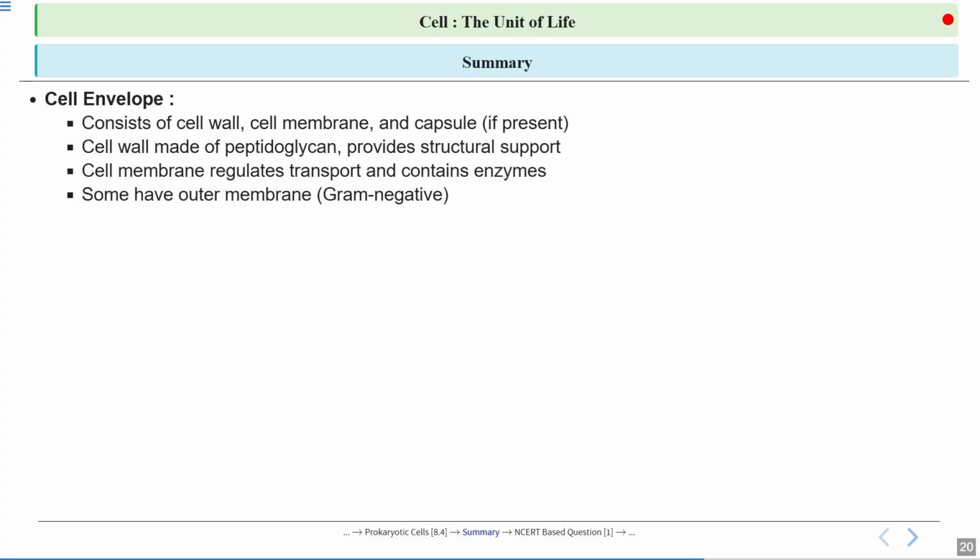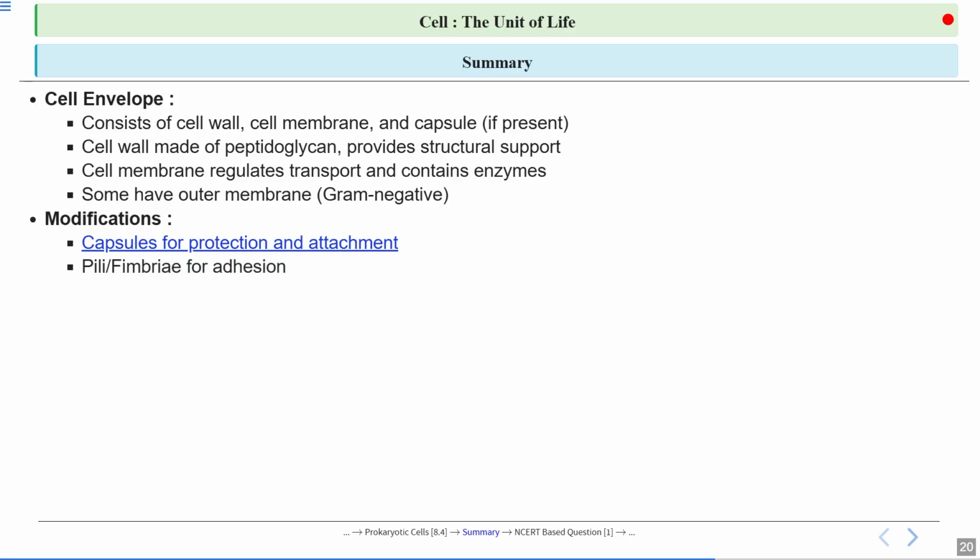Gram-negative bacteria have a thin peptidoglycan layer, and towards the outside of this thin peptidoglycan, a lipid layer is also present. Modification of cell envelope. First is capsule, which provides protection and also helps in the attachment of the bacteria to the host tissue. Then you have the pili as well as fimbriae. Both of these help in the adhesion of the bacteria to the host tissue. Then you have the flagella for movement. These are the modifications of the cell envelope.